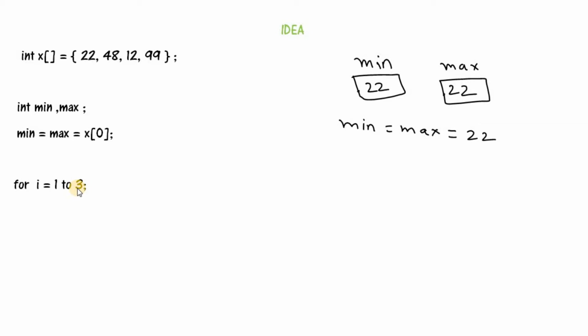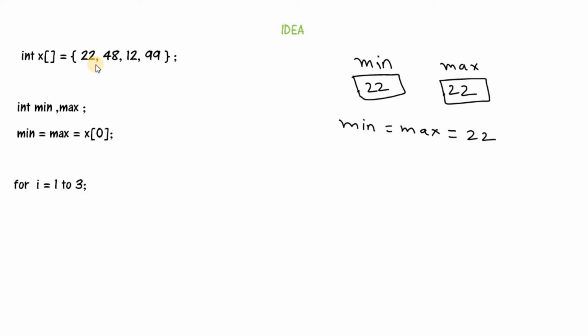I want my for loop to run from the first index to the third index, that is the last index of this array. Why am I starting from this index? Because I have already initialized the minimum and maximum variables with the first element of the array. I want to compare the rest of the elements of this array with the first element initially. That is why I am starting from this element instead of that element, because there is no point in comparing 22 with 22.